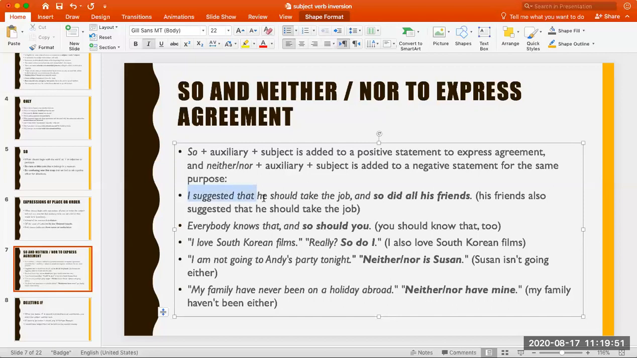I suggested that he should take the job. I suggested, past, because pay attention to the tense here. Whatever the tense in the first part, you repeat it in the second part. I suggested that he should take the job. So did all his friends, meaning his friends suggested that he should take the job. Everybody knows that, and so should you.